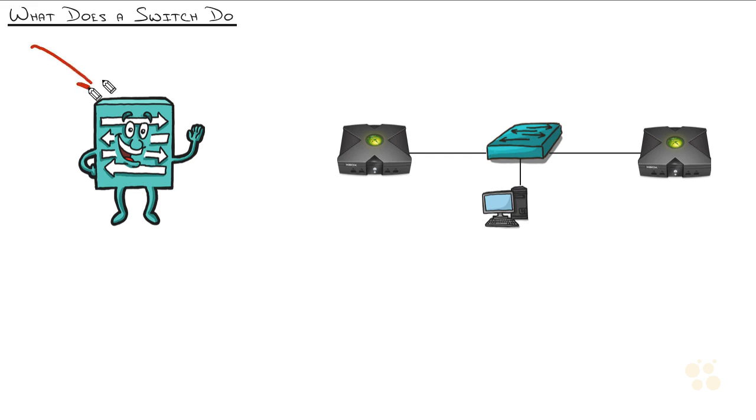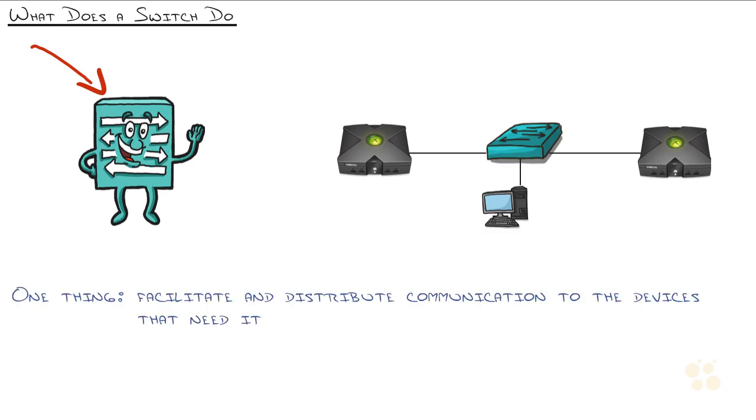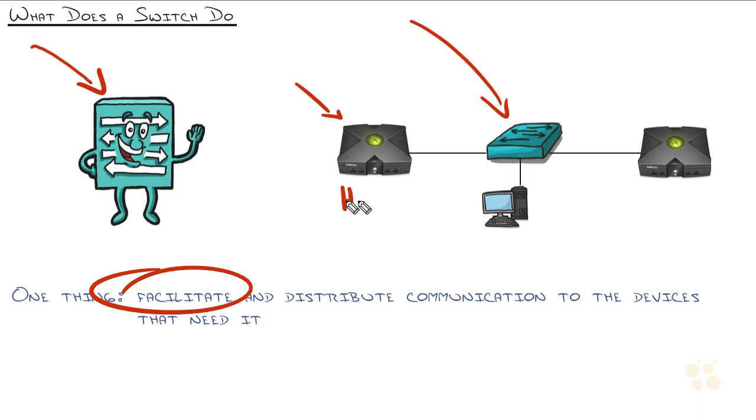So if I were to walk up to that happy looking switch there and say, "Switch, what do you do?" He would likely respond, "I facilitate and distribute communication to the devices that need it." Meaning, when all of these different devices plug into a switch, it will facilitate their communication. Now, I know some of you have been looking at this going, is that an Xbox? Of course it is. And if you were to bring up Halo on both of those Xboxes, the game has a function that allows you to link multiple Xboxes together so you can shoot your friend.